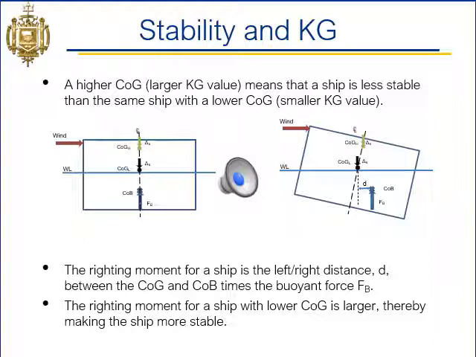And so the righting moment for a ship, as it says below, is the left-right distance between the center of gravity and center of buoyancy times the buoyant force. And so wherever you have a lower center of gravity, you're going to have a larger righting moment, and a higher center of gravity, you'd have a lower righting moment, making the ship less stable.